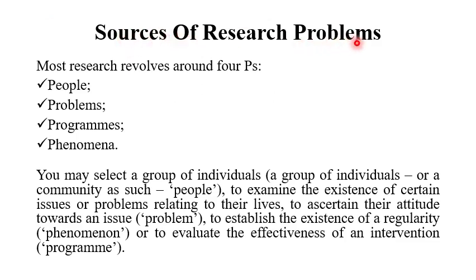Sources of research problems. Most research revolves around four P's. That's people, problems, programs, and phenomena. What this means is that research problems can emanate from people, that is, a group of people in a community may have peculiar problems which may arouse a researcher's interest, in that the researcher may be interested in solving the problems that exist in that community.